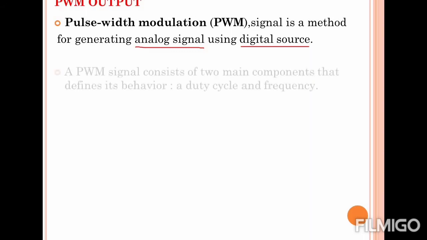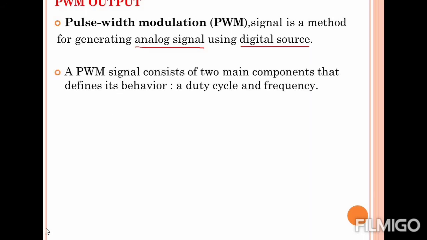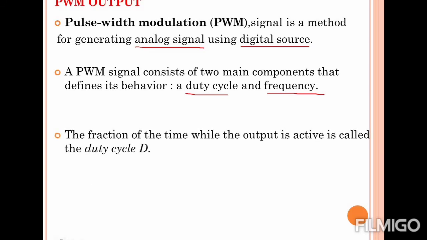Then the next point is that a PWM signal consists of two main components that define its behavior. The first one is the duty cycle and the next one is the frequency. Then what is duty cycle? The fraction of the time while the output is active is called duty cycle. At what time the output is active, the output is in on state, it is called the duty cycle.